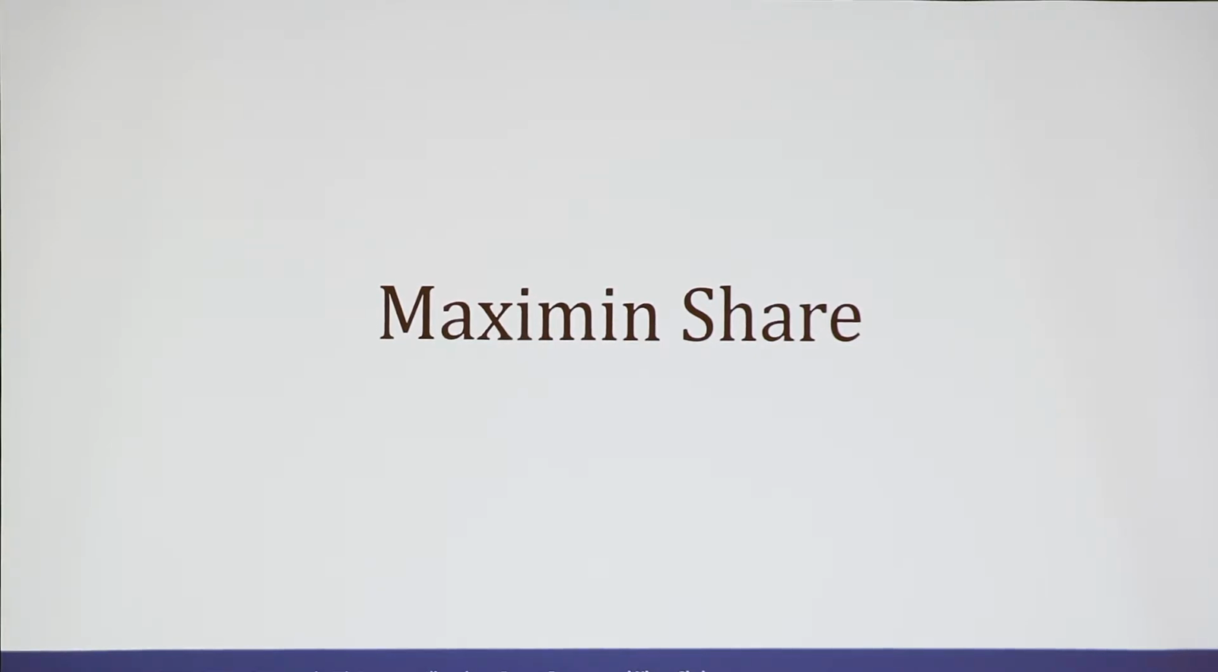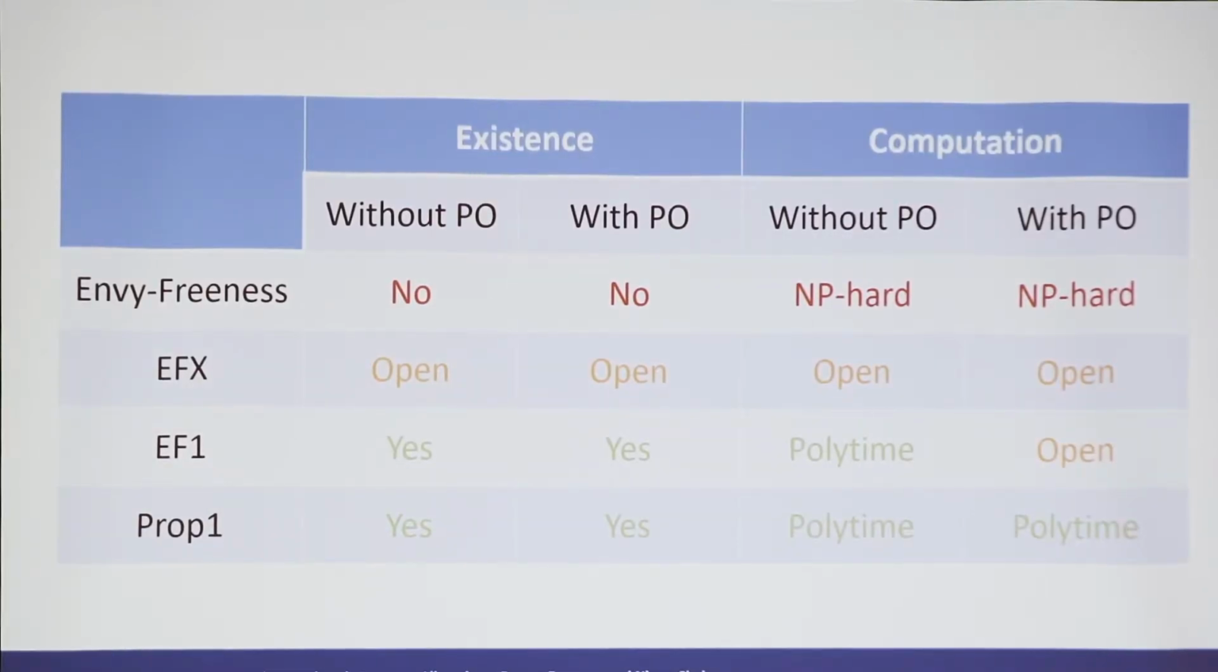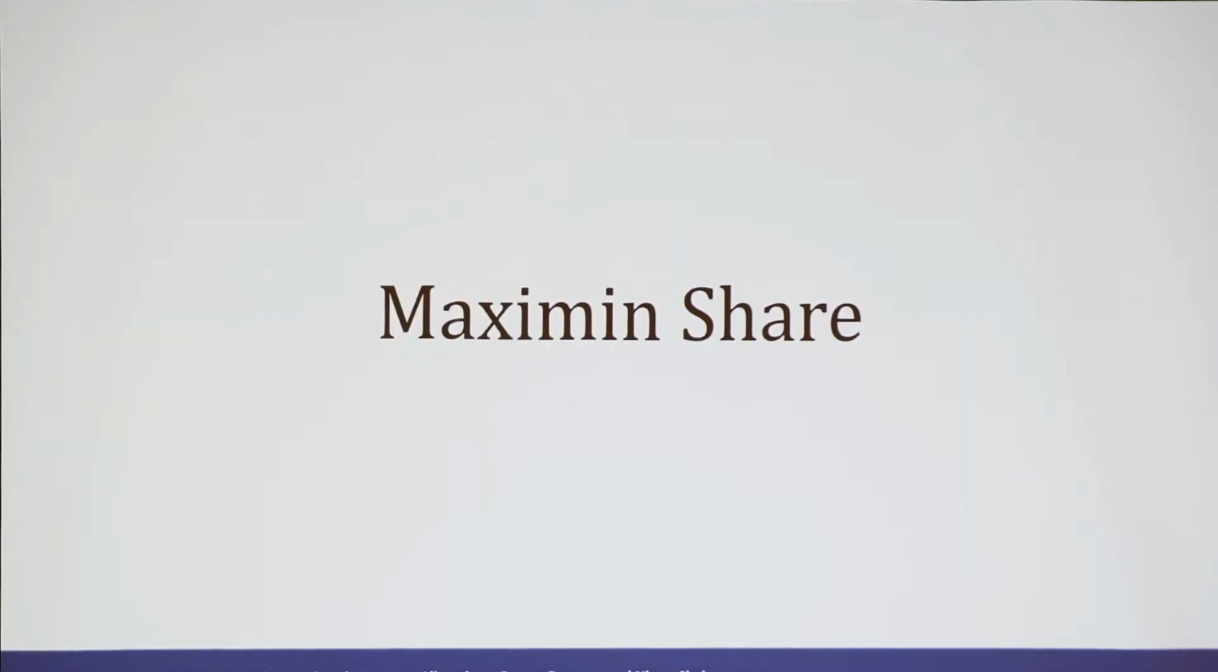All right, so all these properties that I've talked about so far fall in a nice hierarchy. You have envy-freeness implies EFX, implies EF1, implies prop 1. Now I'm going to talk about a slightly different flavor of guarantee. It's a pretty cool definition, but it feels very different to the ones we've discussed so far. It's called the Maximin Share.